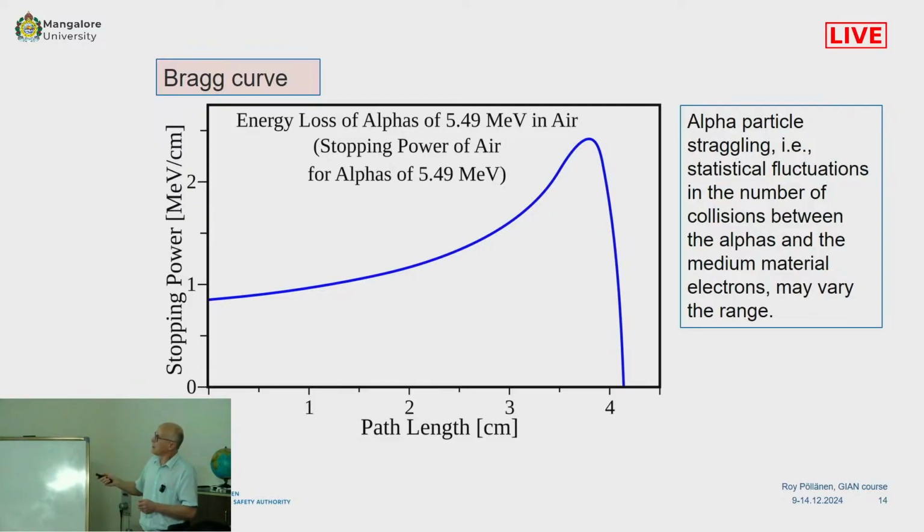But alpha particle straggling, in essence, is statistical fluctuations. It is the number of collisions between the alphas and the medium material, and this may vary the range a little bit, not very much, but a little bit.